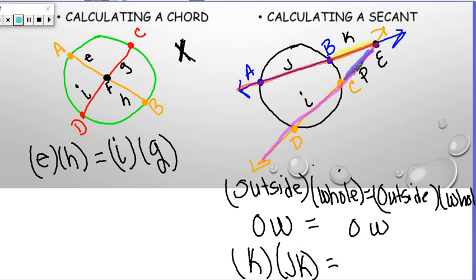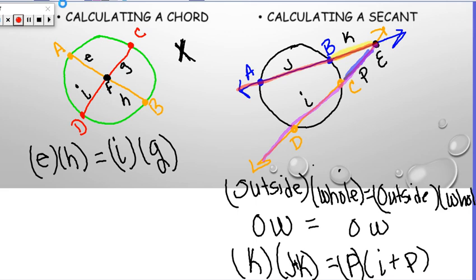And that should equal, now I'm going to do the second one, the outside, which is P, multiplied, oops, not JK, but J plus K. Sorry guys, J plus K makes up that secant there. And then here I do the outside multiplied by the I plus P, the whole. I plus P makes up the whole. Now that's the general terms. I'm going to show you some examples so you can see what I'm talking about more.